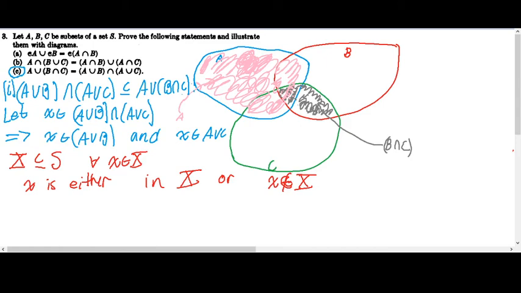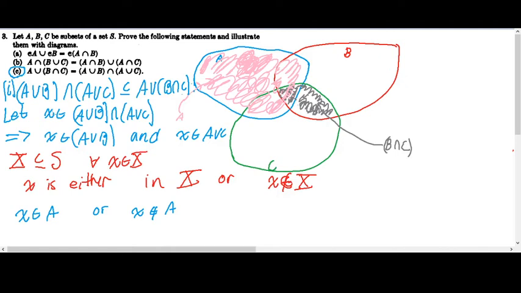Back to our proof, we can say that x is either in A, or x is not in A. We're allowed to say that x is in A, because if x is in A union B, then x could be in A. And if x is in A union C, then x could be in A. So it could very well be that x is in A and x is in A. Both of these statements hold, thus x is in A union B intersect A union C.